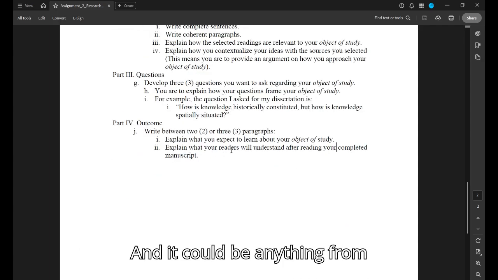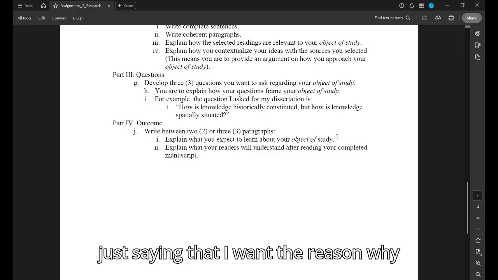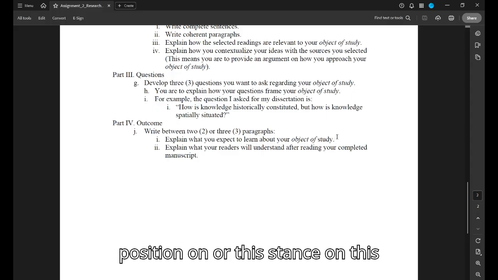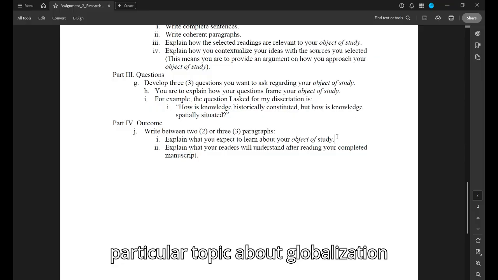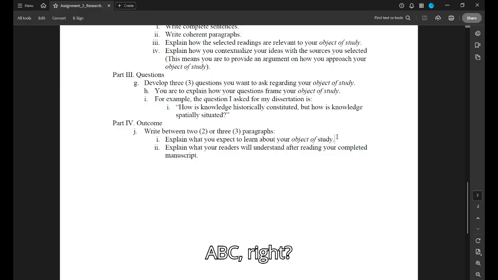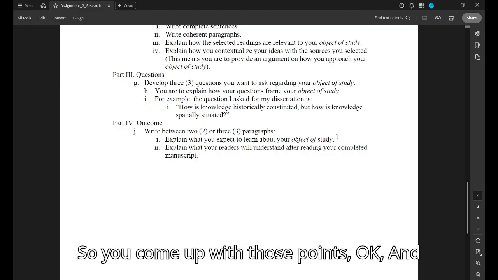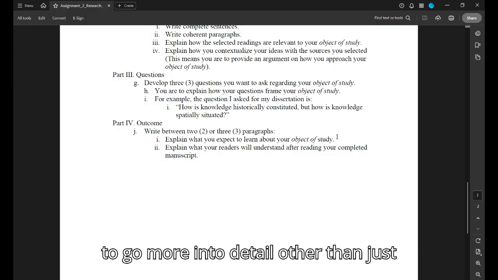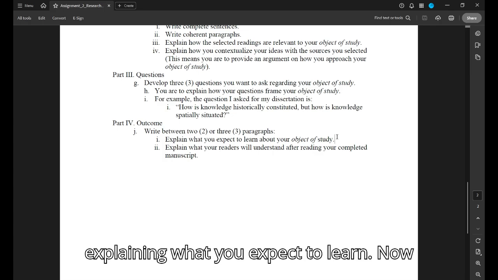And it could be anything from just saying that the reason why this research adopts this particular position or stance on this particular topic about globalization is because I want to know X, Y, and Z, or A, B, C. So you come up with those points, and that's all you need to do. You don't need to go into more detail other than just explaining what you expect to learn.